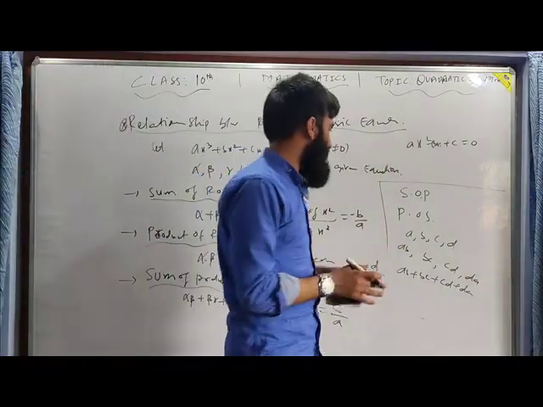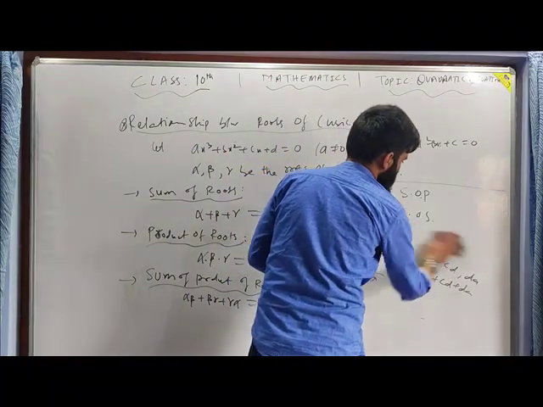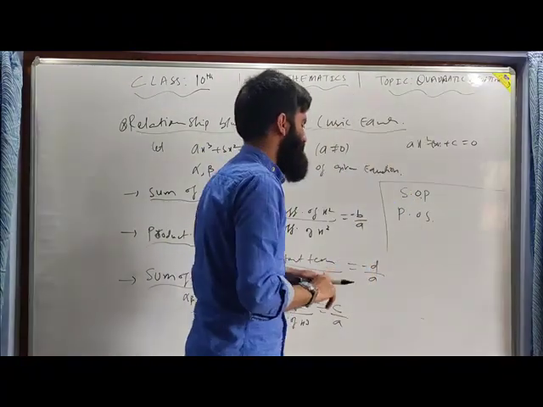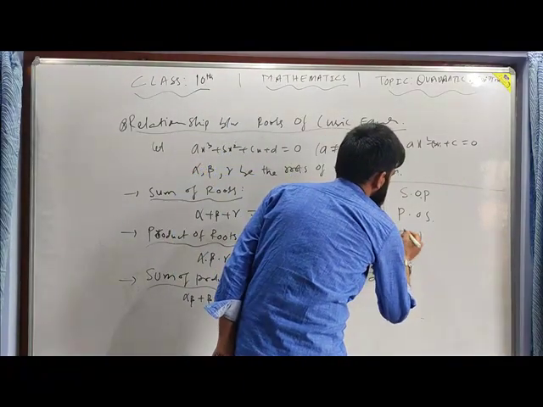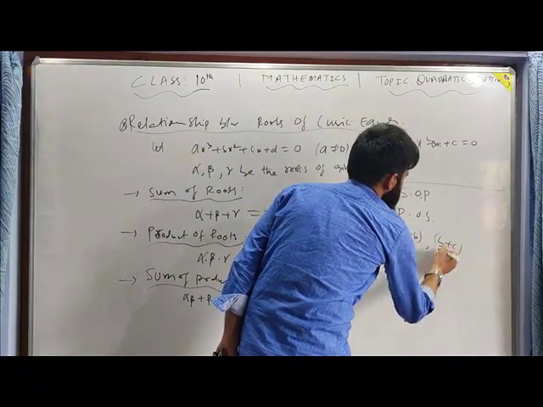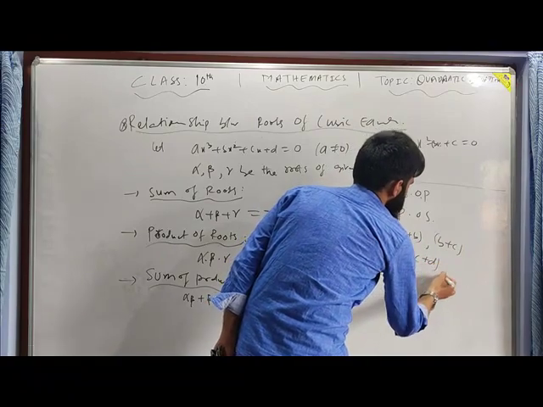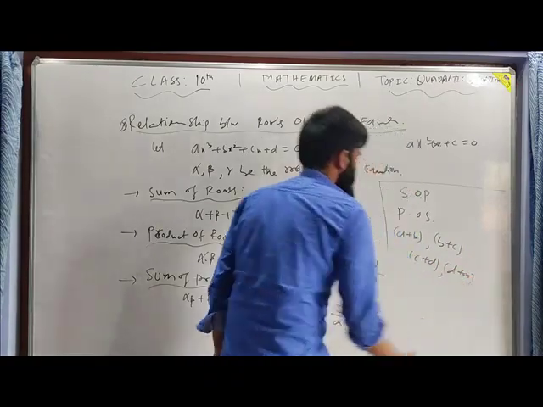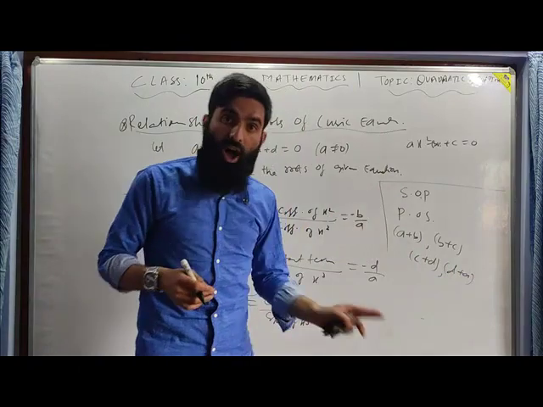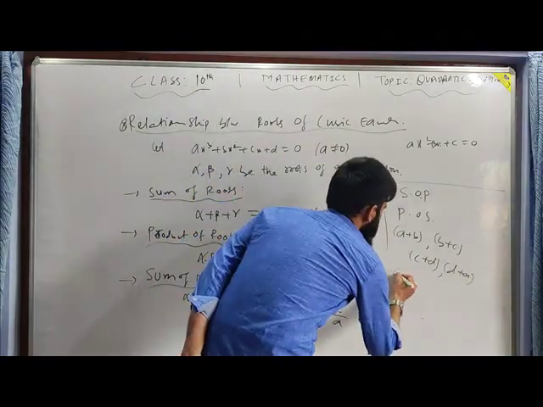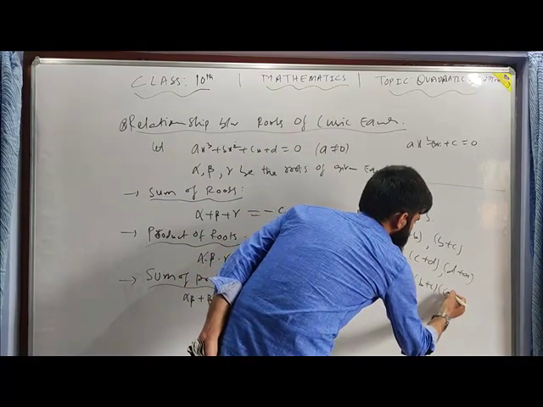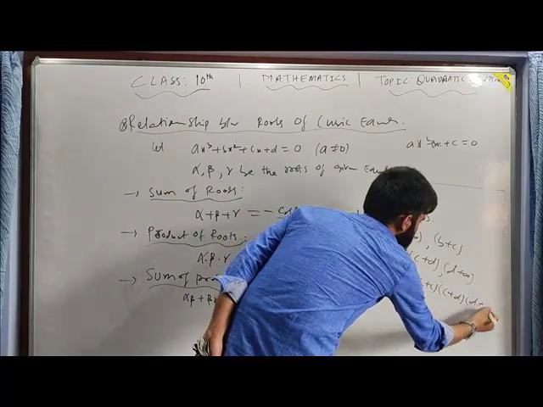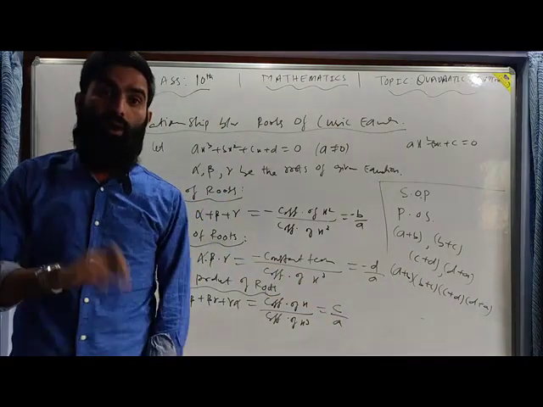Now, if we are going to take things like this, A plus B, then B plus C, C plus D, D plus A, they are the sums. Now, product of sums means A plus B into B plus C into C plus D into D plus A. This is called a product of sums.